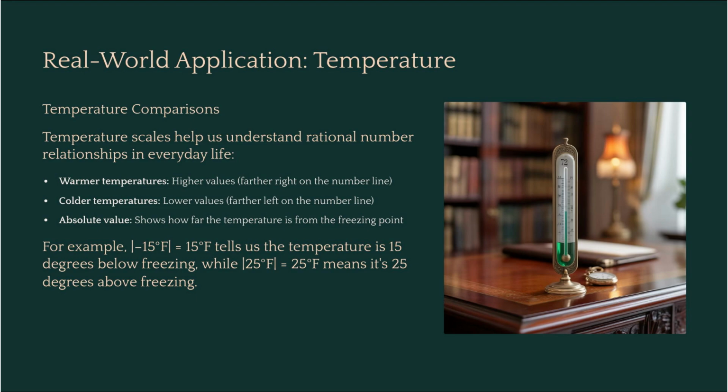We use these concepts for temperature as well. The temperature with the higher value is warmer, and the lower value is colder. The absolute value of a temperature tells you how many degrees the temperature is away from the freezing point, 0. A temperature of -5 degrees is 5 degrees away from freezing. It has an absolute value of 5.